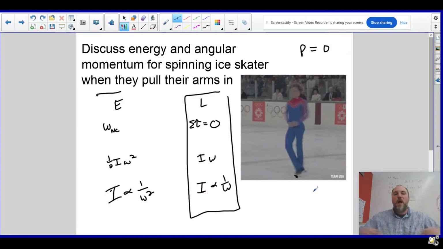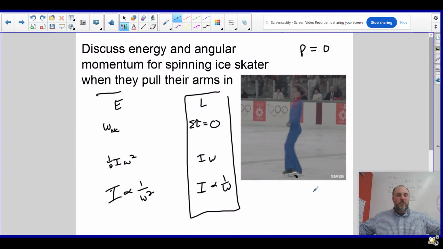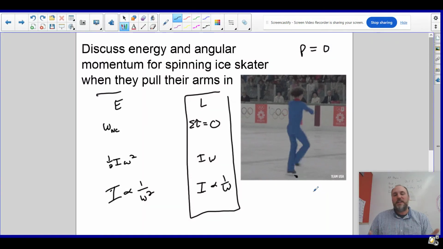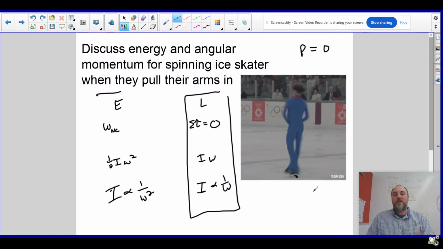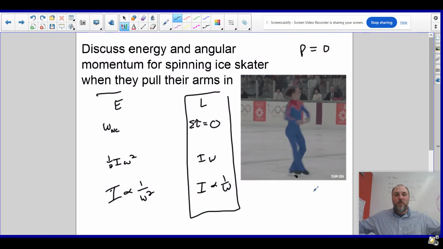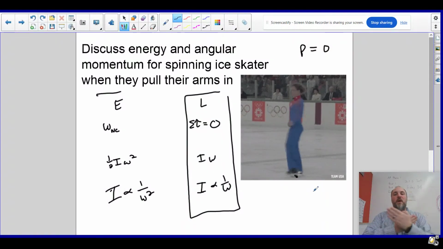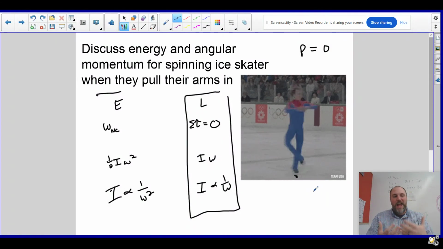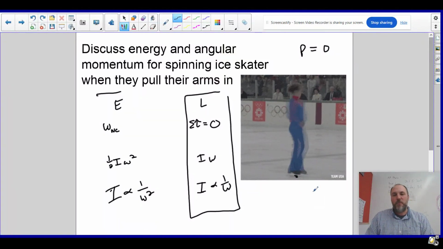His arms want to do the same thing. So in order for you to pull your arms in, that is not an easy task. That requires some effort. And I would say that as they're pulling their arms in, they are actually doing work. That is not something that is happening naturally. They have to pull their arms in.